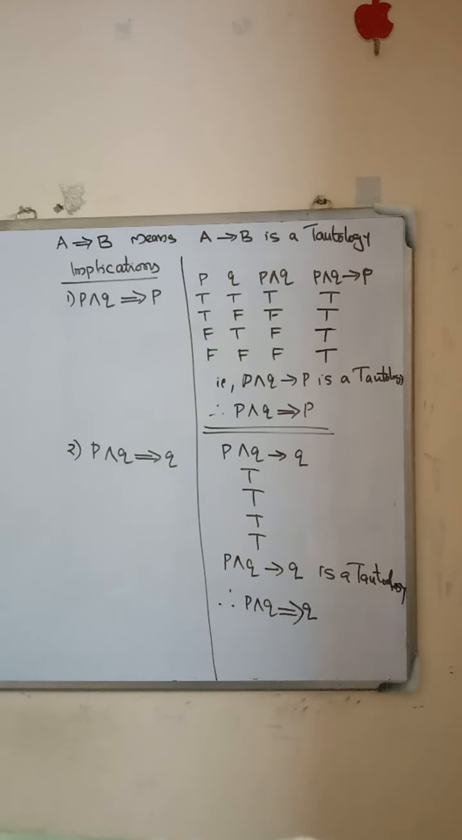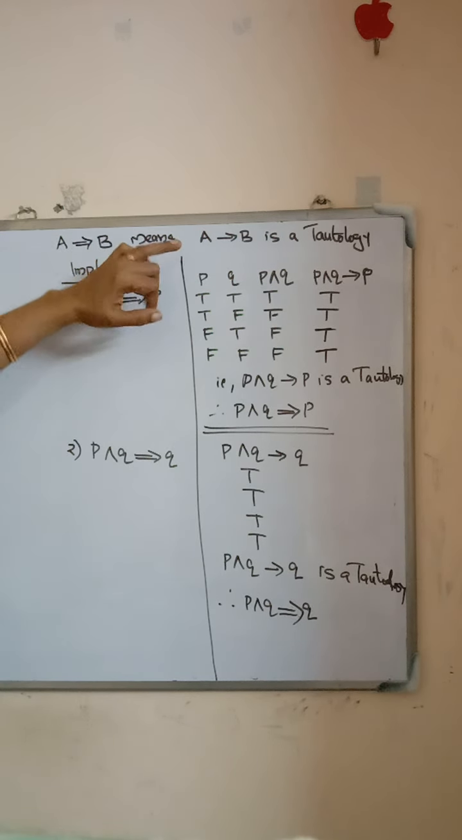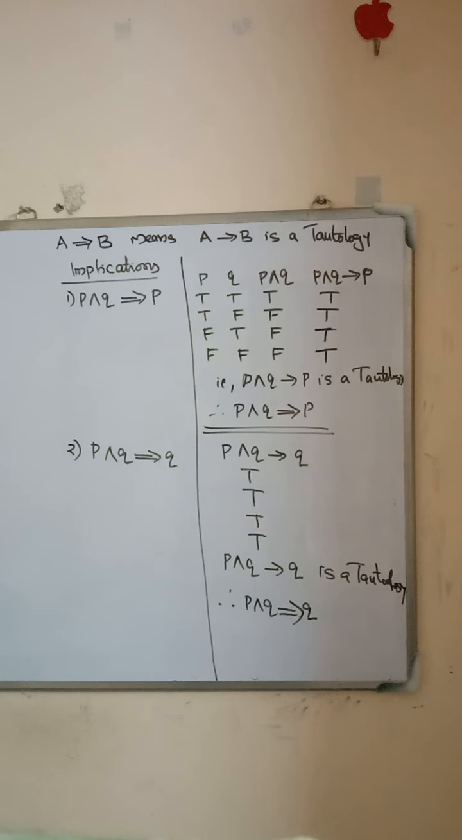Today we discuss some important results in implications. We know that A logically implies B. A logically implies B means A conditional B is a tautology. Implicational results. First one, P and Q implies P.